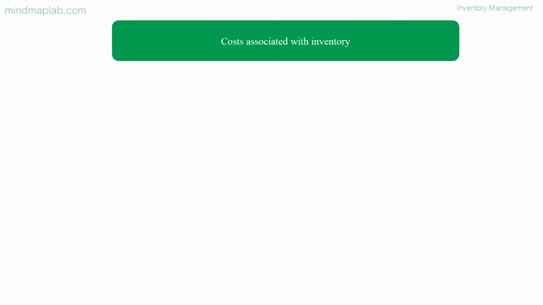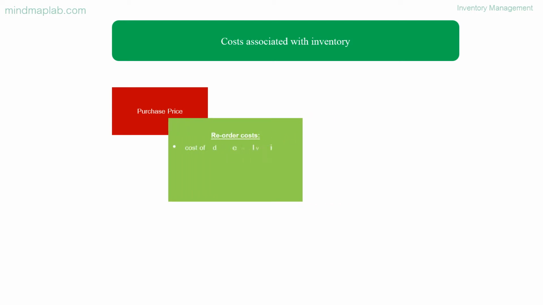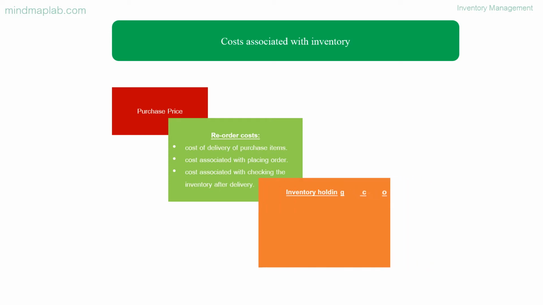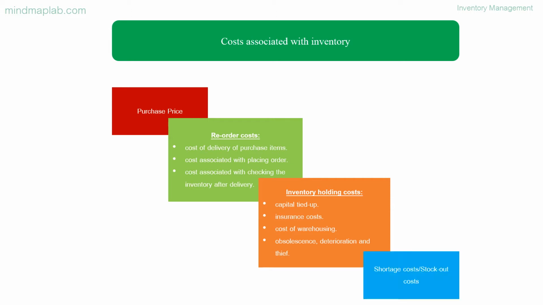Inventory costs include purchase price, reorder costs such as cost of delivery of purchase items, cost associated with placing an order, cost associated with checking the inventory after delivery. Inventory holding costs such as the capital tied up, insurance costs, cost of warehousing, obsolescence, deterioration and theft. Shortage costs, stock out costs. The ultimate aim of an entity is to minimize these costs.